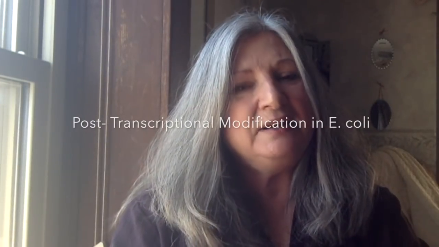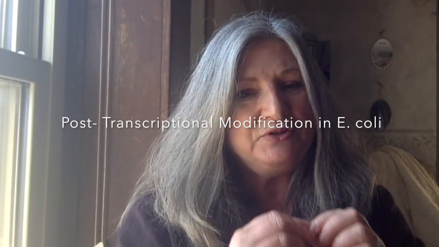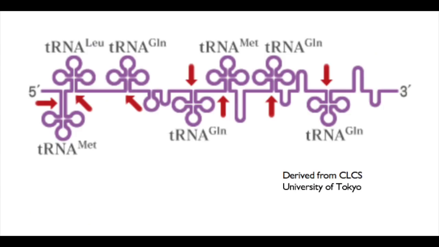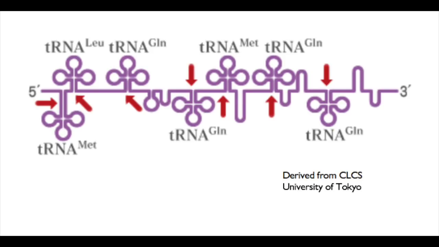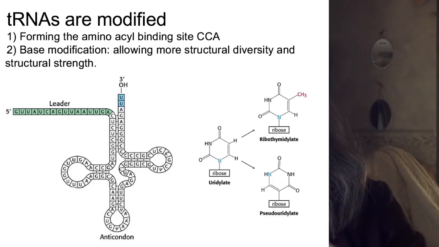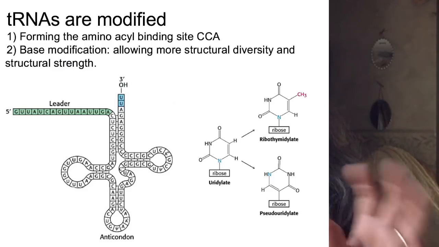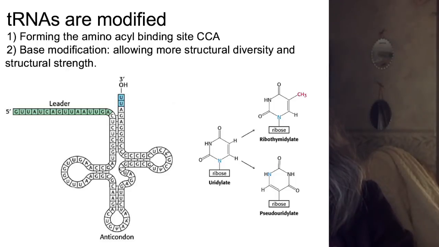So we said that bacteria like E. coli do not do a lot of post-transcriptional modification, and this is true, but they do a little bit. For instance, when they transcribe tRNAs, several are synthesized as one long RNA that's then clipped. Those tRNAs have to adopt a very complex higher order structure. And so they need a little help to do that, to have a little bit more stability. Some of the ribonucleotide bases are going to be modified. So for instance, here we see uridylate. That can be modified to something called pseudouridylate or ribothymidylate.